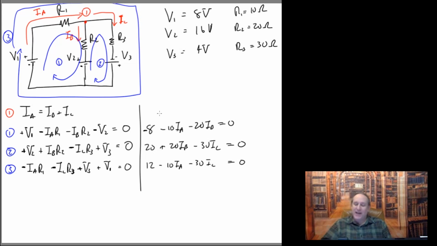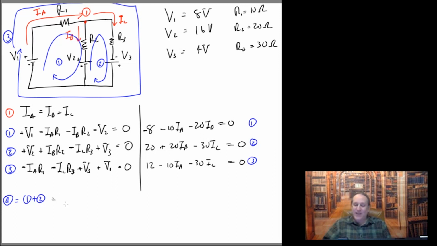So could I combine the first 2 loop equations to eliminate IB, because IB is already missing from equation number 3? When I look at it, I see it would be very easy to eliminate IB from the first 2 equations. All I have to do is add those 2 equations. So again, those equations are called equation 1, equation 2, and equation 3. So we can make an equation 4, which is just equal to the sum of equations 1 and 2.